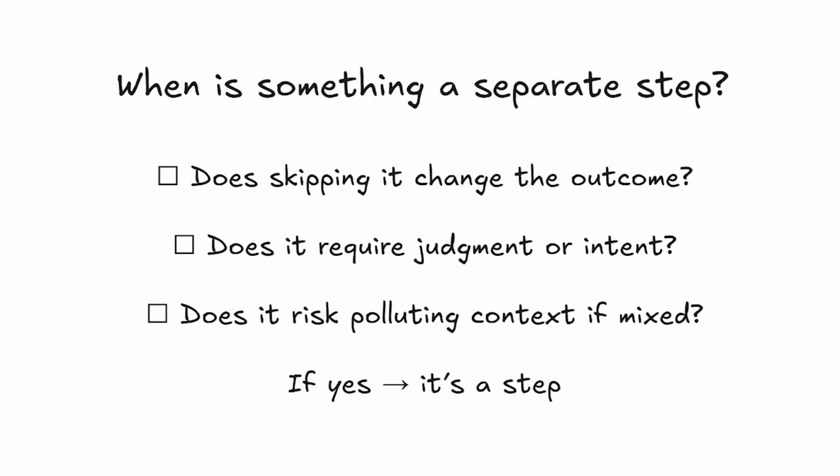Now let's talk about when something needs to be separated. You're going to give the agent a reusable rule. Does skipping this step change the outcome? Does it require judgment or intent? Does it risk polluting context if these get jumbled together? If yes, it needs to be separated into its own node. This is how you're going to decide if summarization is a separate agent or maybe a later step. If mixing it causes drift in your prompt or model and the results get fuzzy, you definitely want to split it off. But if not, maybe they are okay in one. But for the sake of simplicity, I want to separate the two tasks.